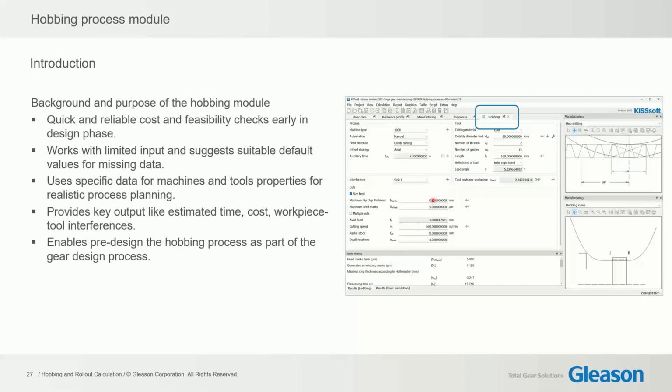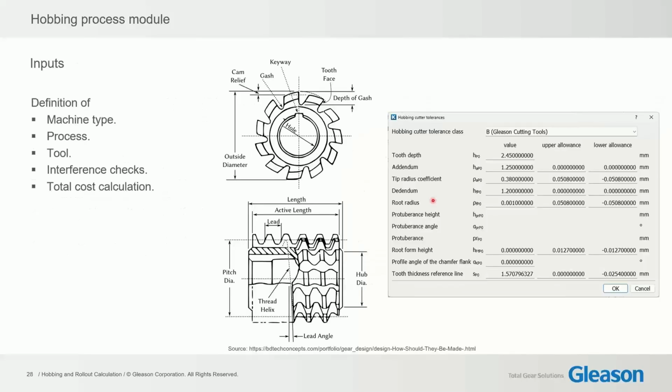With this, we can also, again, already during our design stage, move a bit towards the process of manufacturing the gears afterwards. What inputs are required? We have the option to select the machine type. We have to define the process. We have to, of course, define the tool geometry, not only in terms of reference profile, but also other parameters like the length of the tool, number of gashes, and things like that. We also can have some options for the interference checks, and we also have to input some data for the cost calculation.